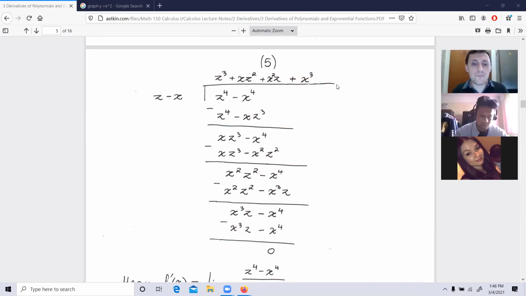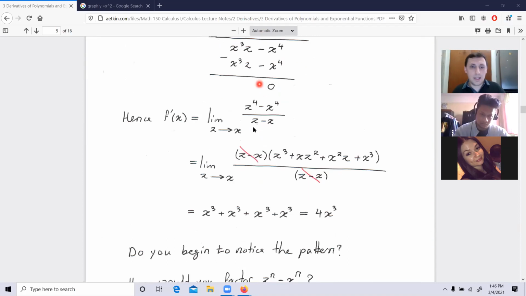So what happens here is I factor out z to the 4 minus x to the 4. Here is that factored form. I can cancel it out. And what happens? This becomes x cubed. This becomes also x cubed, x cubed, x cubed. It becomes 4x cubed.